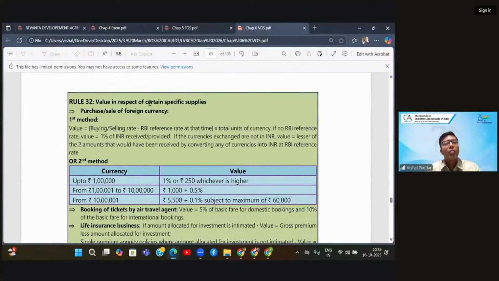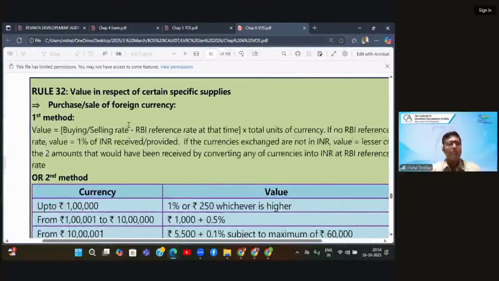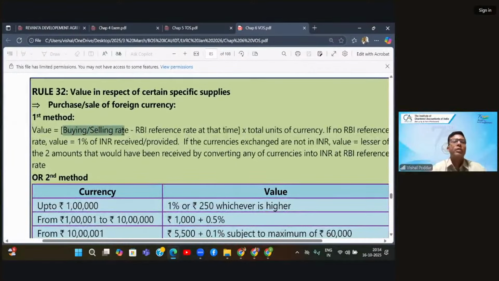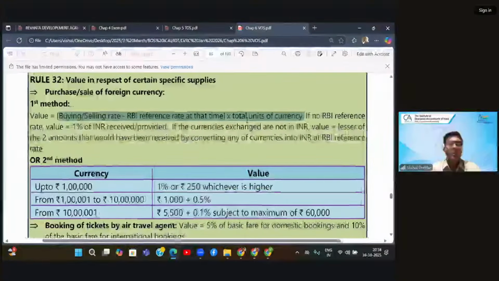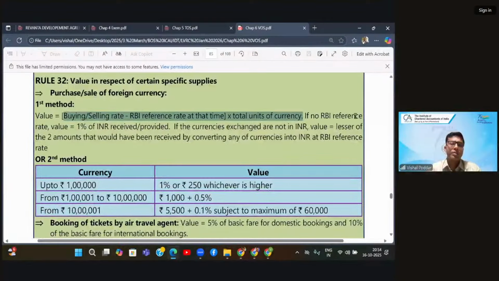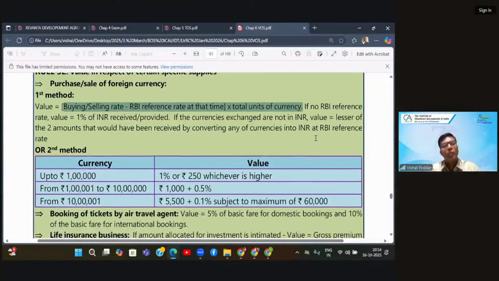Next, whenever foreign currency is getting exchanged, how is the valuation done? There are two options given. Option one, you can take the difference between the selling rate and the buying rate, which is given by the RBI. So the difference in this rate multiplied by the number of units of currency which you have exchanged, this is the taxable value. Where for some currency RBI rate is not available, you can take 1% of the INR received or paid. If the currencies exchanged are not in INR, then take the lesser of the two amounts that would have been received by converting the value into INR. So these are the methods by which you can find out the taxable value.